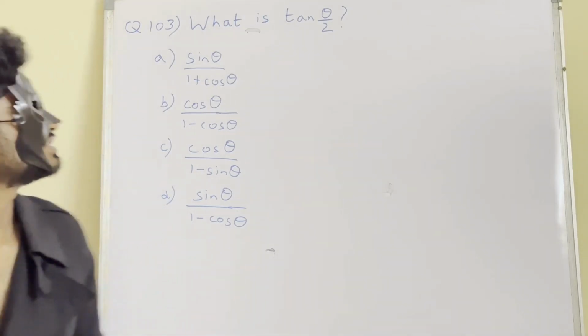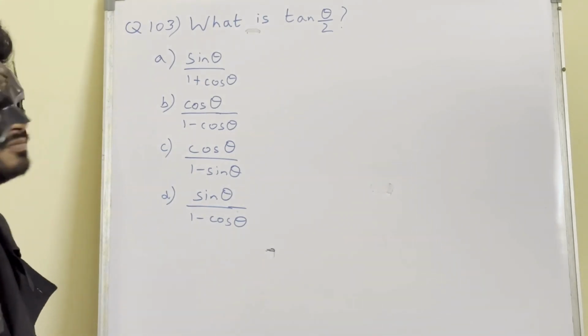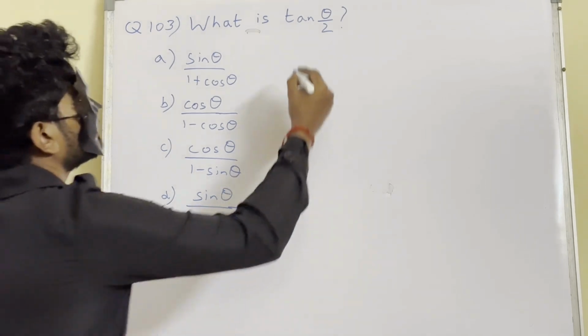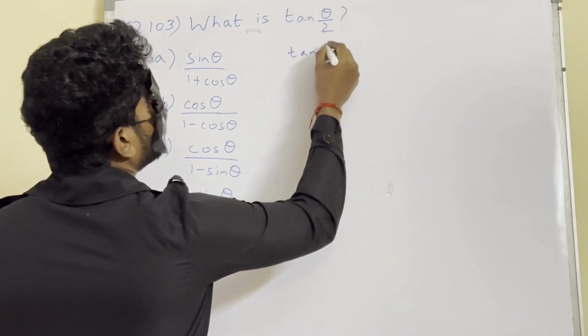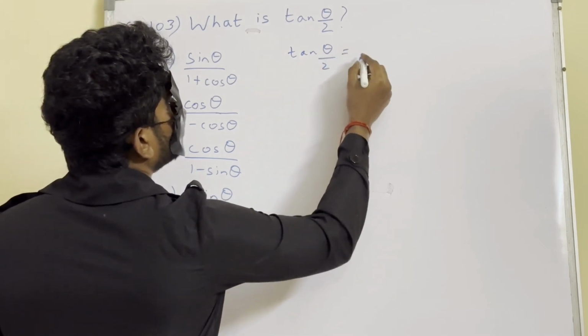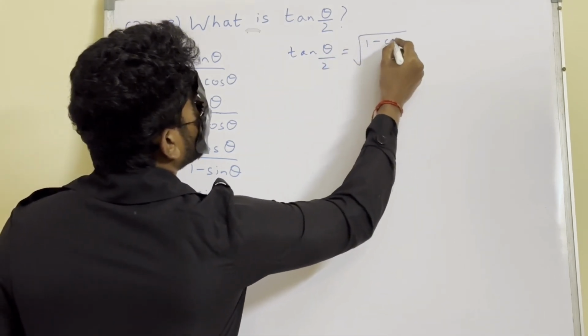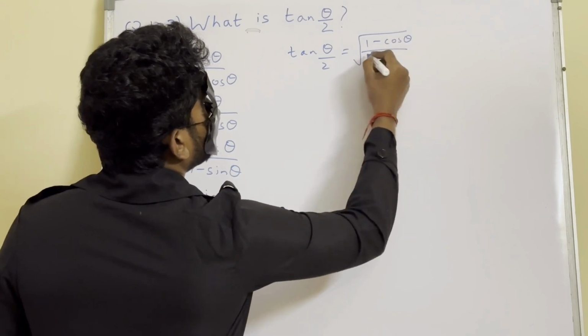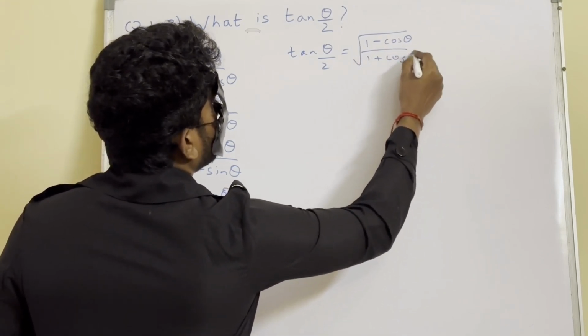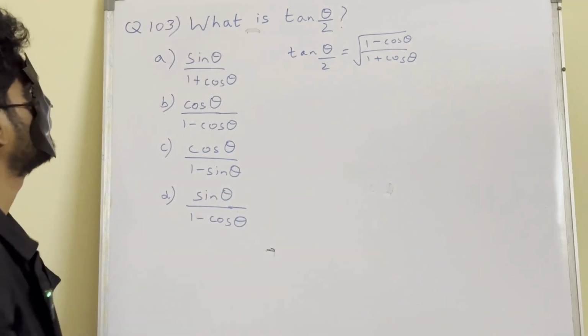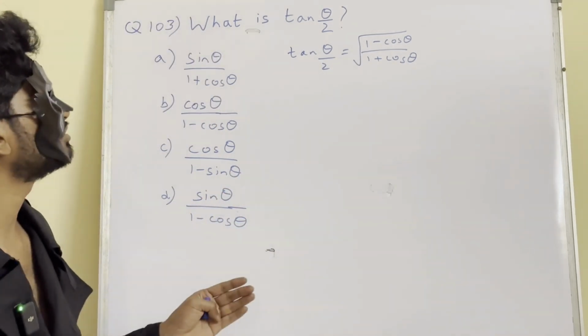So superhumans, next question is, what is tan theta by 2? So I already told you to memorize this formula. Tan theta by 2 is nothing but under root of 1 minus cos theta by 1 plus cos theta. And here in options, it does not match any of them. So what we'll do is we'll try to rationalize.